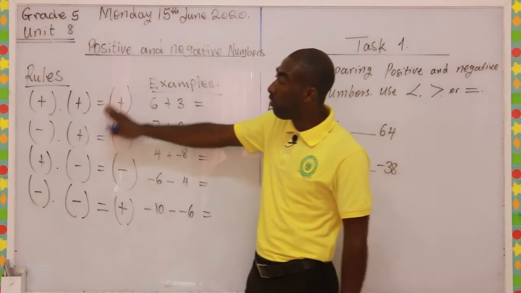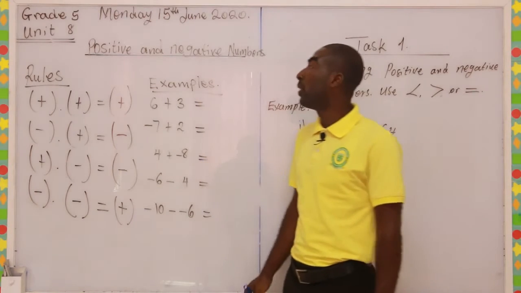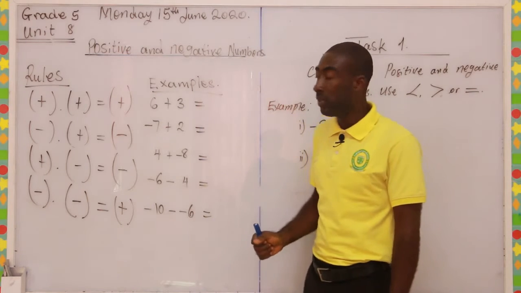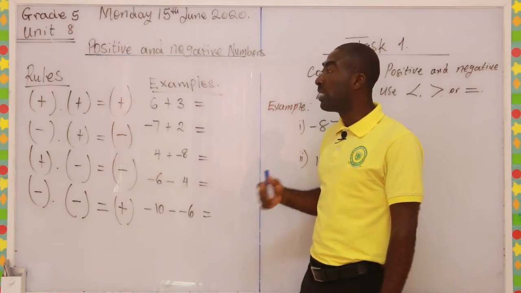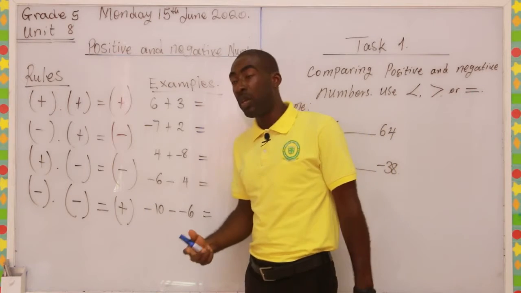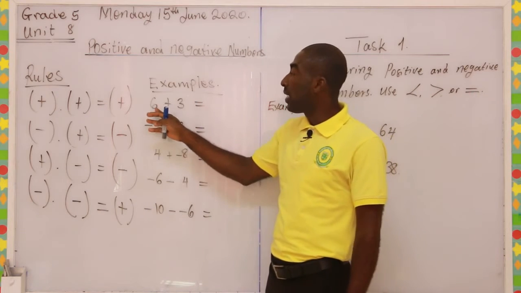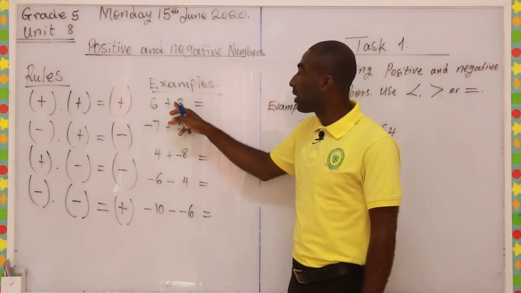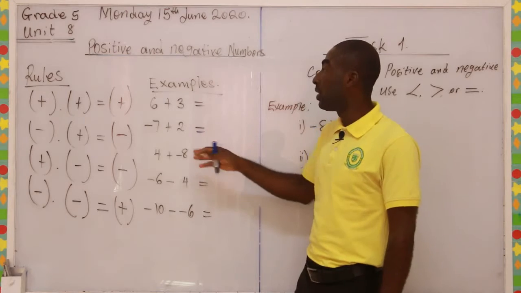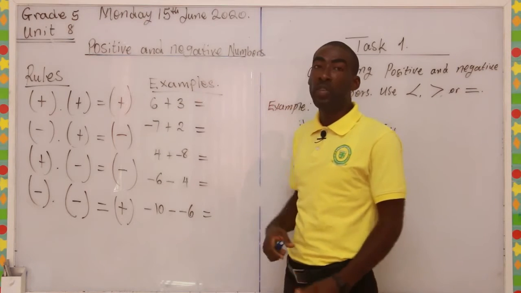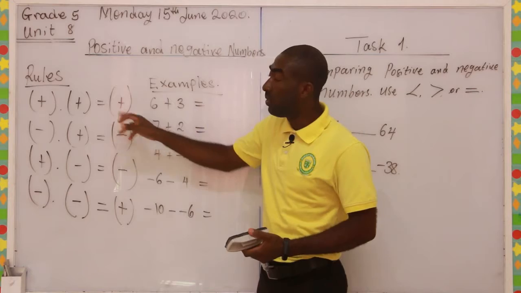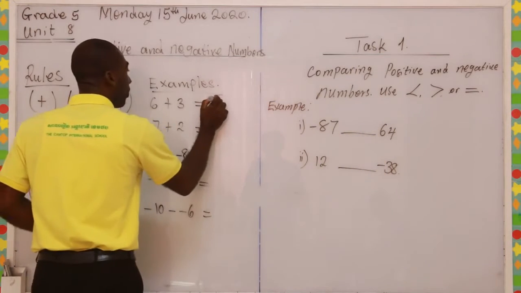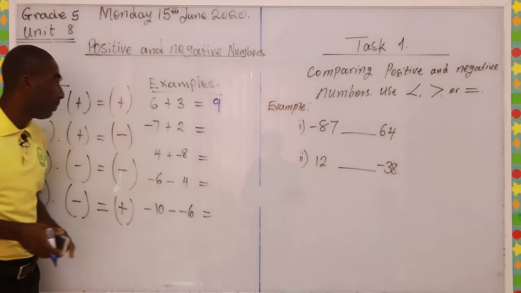So basically these are the four rules that we're going to use when we are doing addition and subtraction of positive and negative numbers. Now let's go to our examples and see how they work in real terms, okay? Now we have 6 and 3. 6, the sign here is positive, and then the sign here for 3 is also positive. So it's two positives coming together. So that will give us a positive answer over here. So our answer is going to be 9. So we put our 9 here nicely, okay?